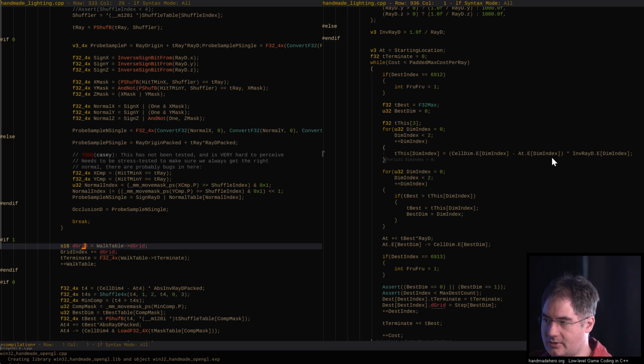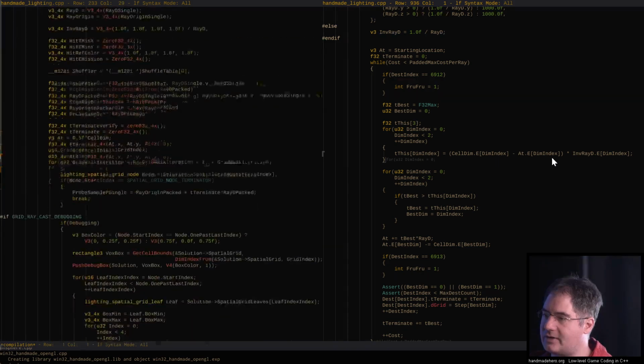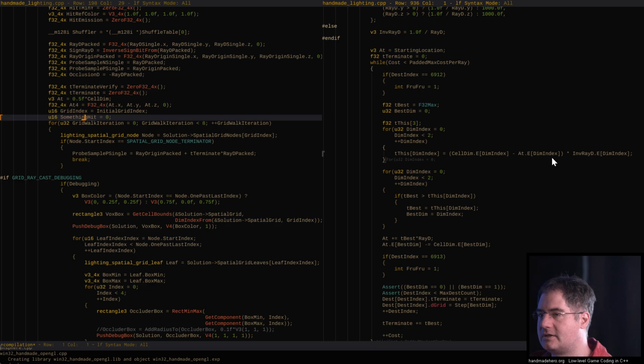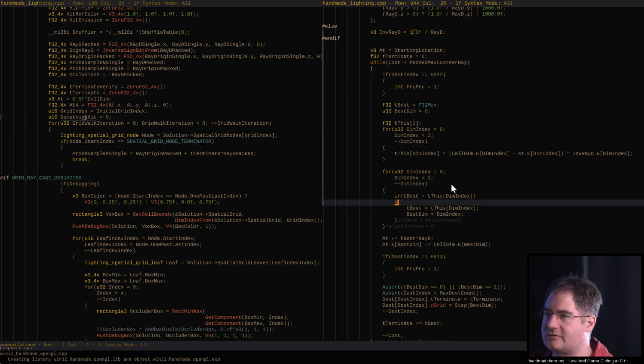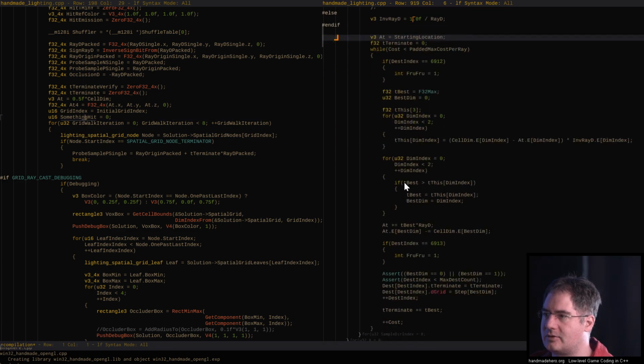And I don't know. But at this point, we could just say, well, okay, that's going to be sort of busted anyway. Let's just focus on welding this code in there so that we can do it without a walk table.